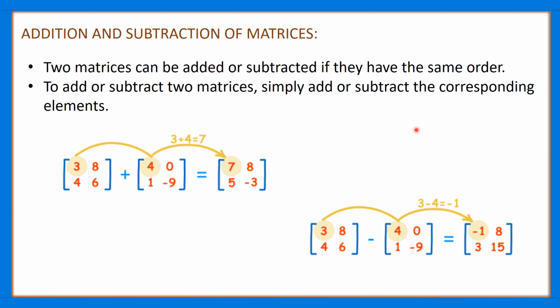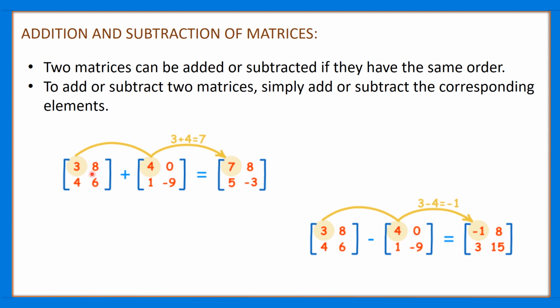How can we add or subtract two matrices? If we want to add two matrices, then we need to add the corresponding elements. Similarly, when we want to subtract two matrices, we need to subtract the corresponding elements. That is, if we have a matrix whose elements are 3, 8, 4, 6 and another matrix whose elements are 4, 0, 1, minus 9, then if we want to add these two matrices, as per the conditions for addition, first of all we need to check whether they are of the same order.